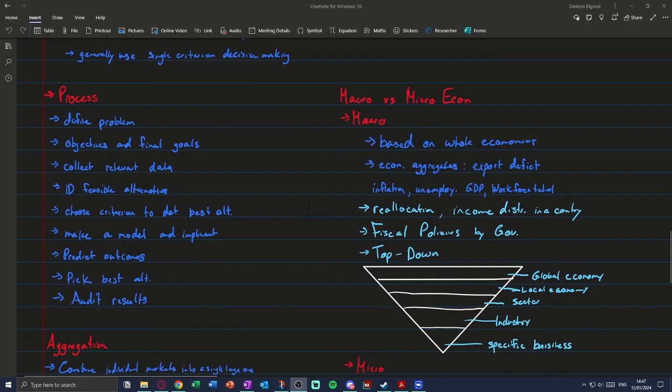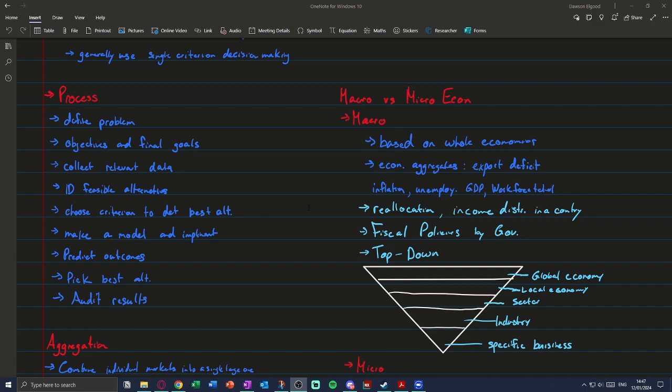So the process for decision making. You want to define your problem. What's the issue? Objectives and goals. What do you want to get out of this situation when it comes to solving the specific problem? So you want to gather all the data that you need to be able to make comparisons. Identify feasible alternatives. So what could be other routes that you could take so that this could be the best alternative for the group.